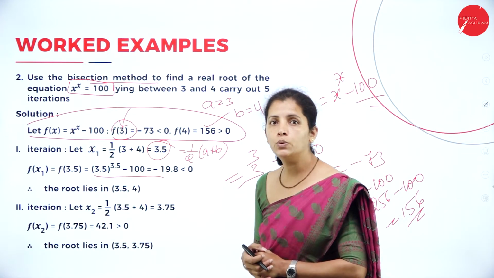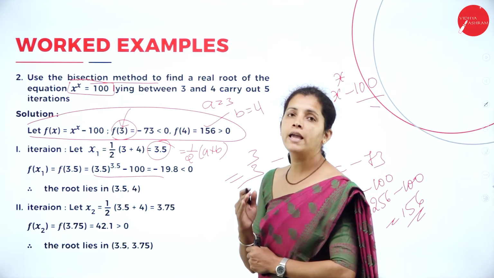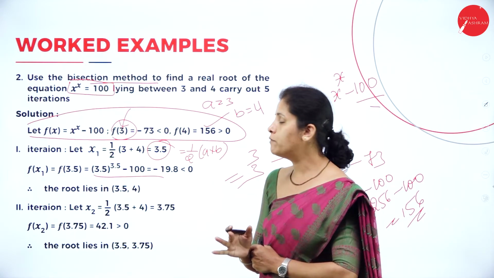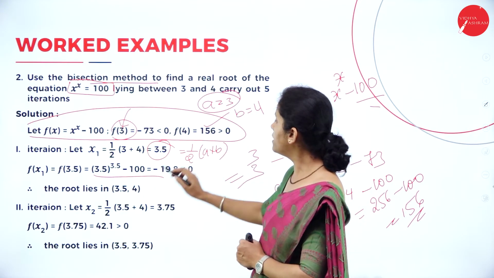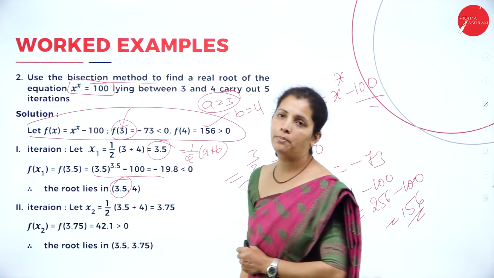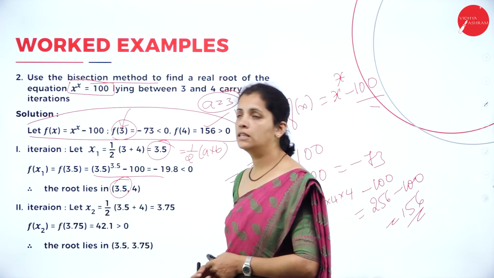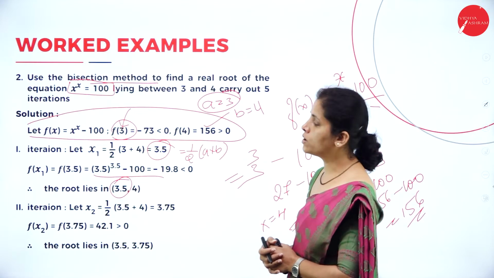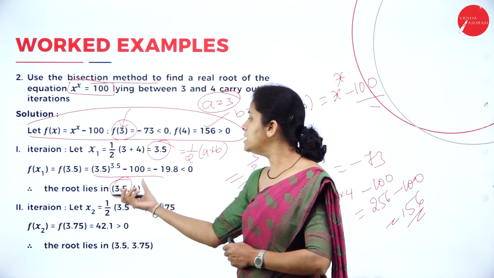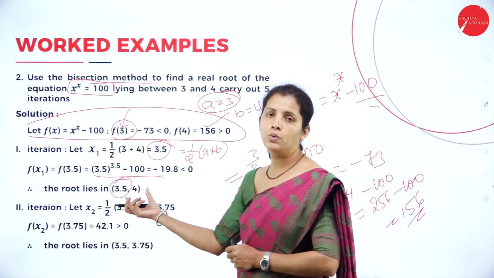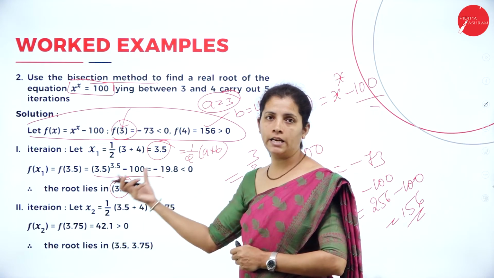If it is a negative value, then I want to modify the A value. So I want to change the A value. So instead of 3, I'll make it 3.5. So now the root lies in 3.5 and 4. Now once again I'm going to substitute this A and B value in my bisection equation. That is my second iteration.